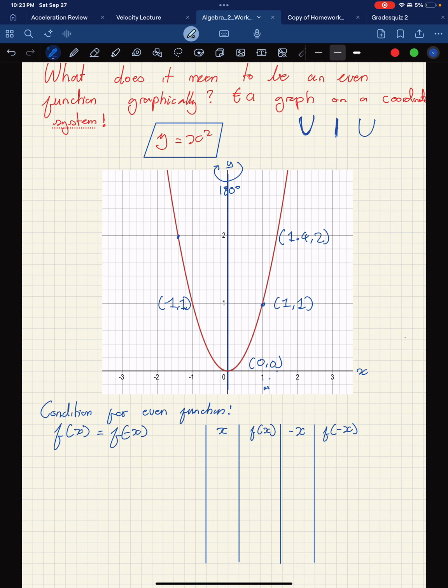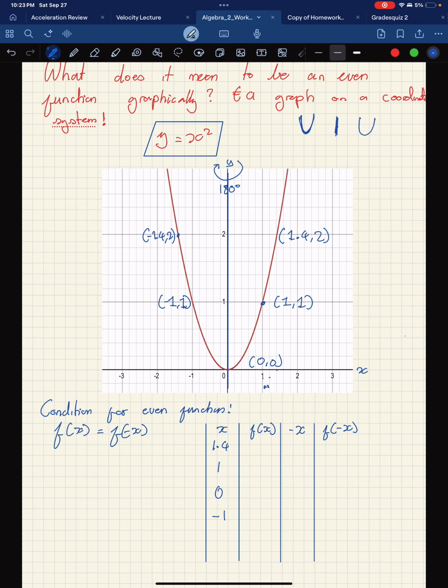And then here, this will be minus 1.42. Yeah. So what are our x values here? Just list the x values. You list the x values, you got 1.4, 1, you got 0, and then we also got -1 and -1.4.